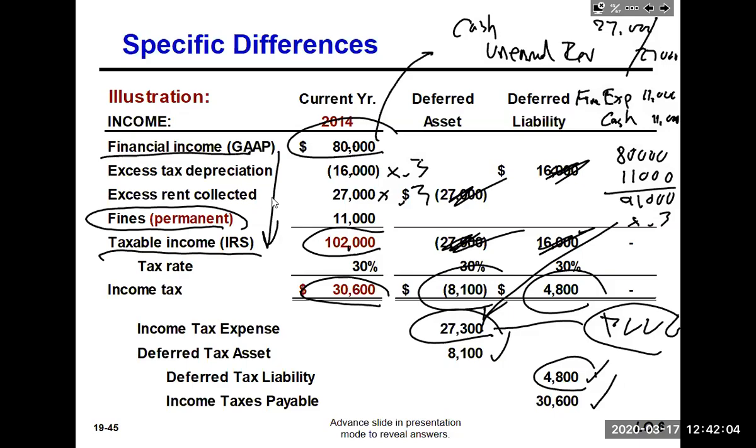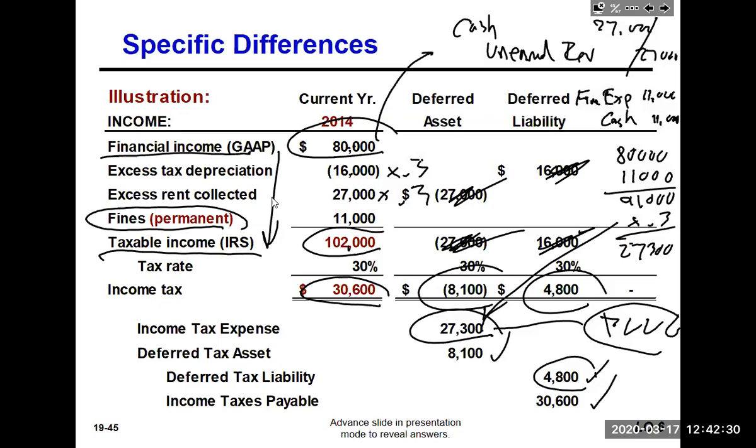You don't have to do that, but if you want to understand what's going on, think about what you're doing. If it's a permanent difference, 80,000, add back the 11,000, just like we're adding the 11,000 to taxable income. If we're adding 11,000 for taxable income, we've got to add the 11,000 to the GAAP income, or else this thing's not going to balance. So that times that is 27,300.